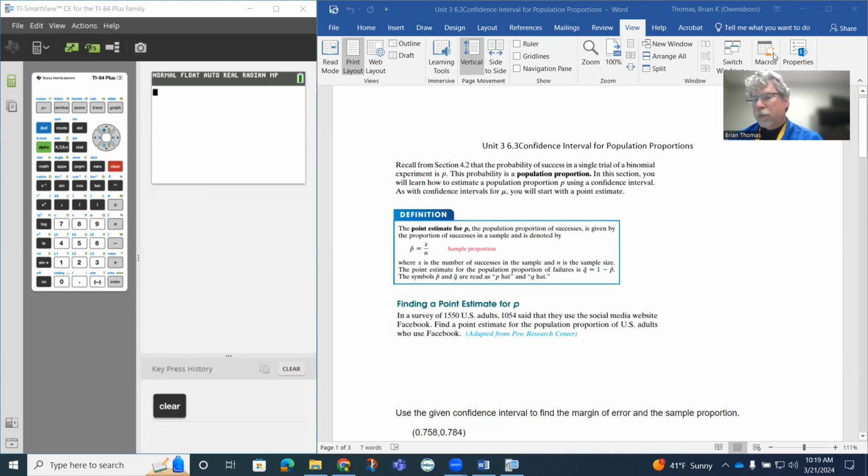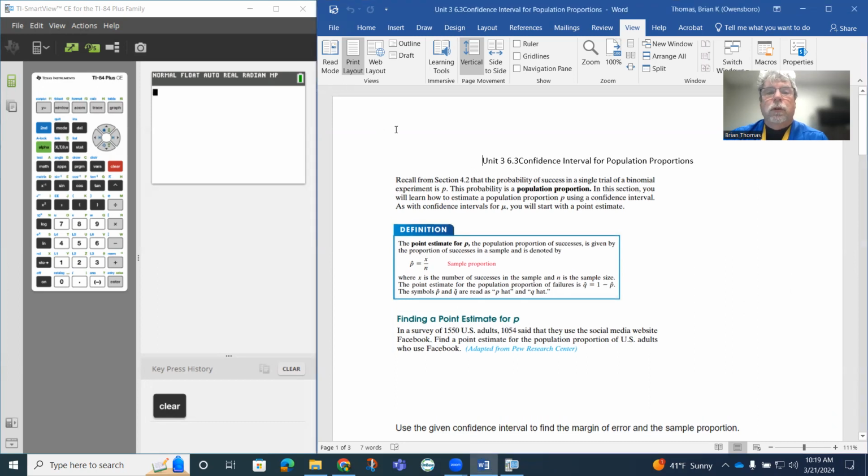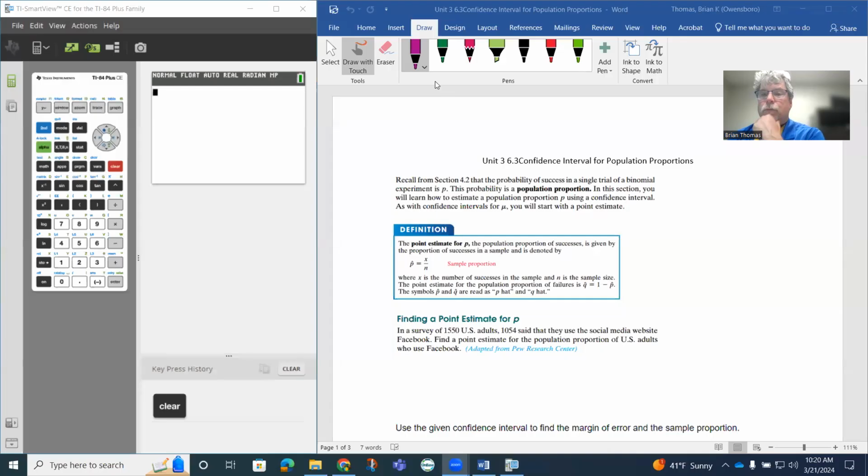So remember, the population proportion, we use the, let's see here, if we can get this. Hold on a second there. So as I was saying, we use the letter P for the population proportion. So we want to create a confidence interval, how confident we are that the population proportion falls within a certain interval.